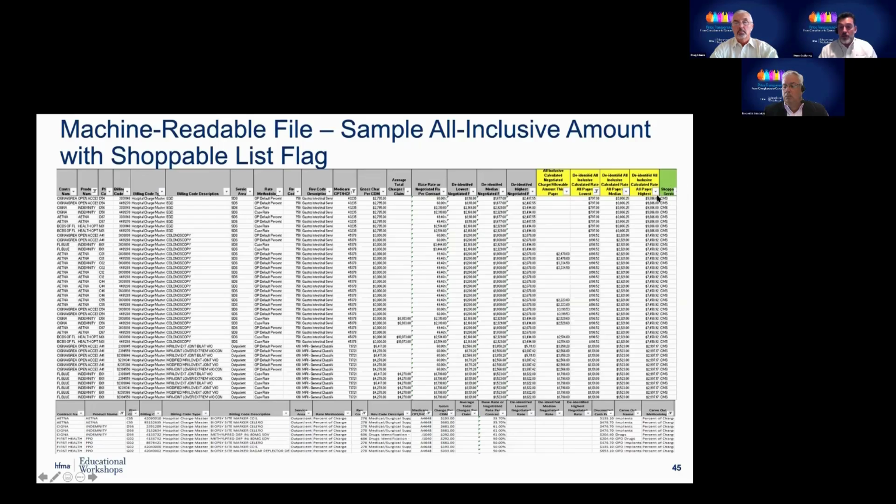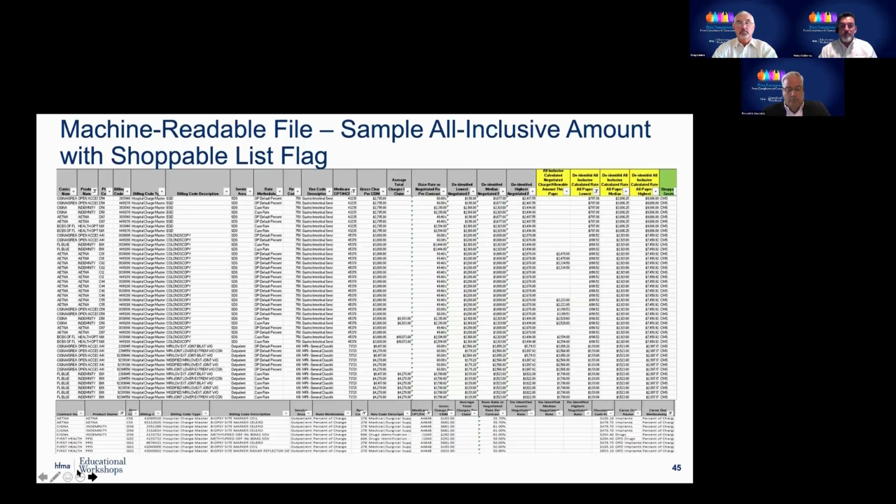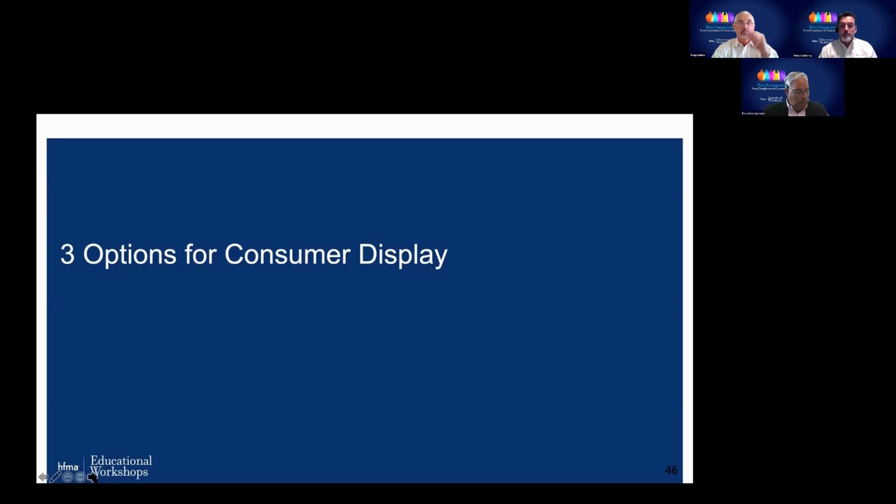The lower grid is an example of the various drug and supply carve-outs that may contribute to an all-inclusive payment beyond the base rate. All-inclusive estimates also include any stop-loss or lesser-of provisions. It is this information that we provide in the consumer display to provide the most meaningful information to the consumer. And with that, Fred, back to you with more on the consumer display.